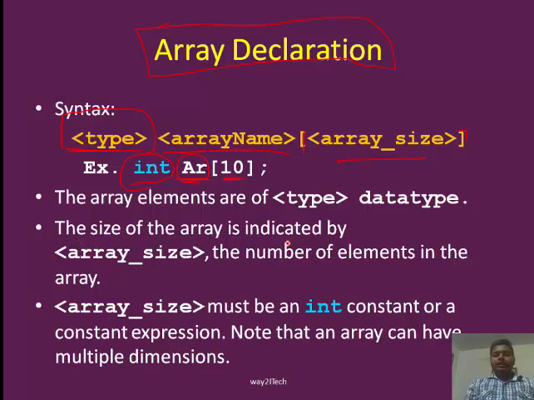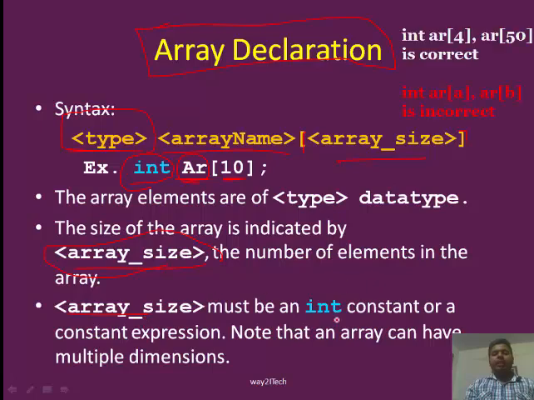Size of an array is indicated by the array size, the number of elements in an array. Array size indicates the number of elements that will be present inside an array. Array size must be an integer constant or constant expression. Array size should always be an integer number. Like you have to write here int 10, 20, 30, 40 and so on. You cannot write a variable here.